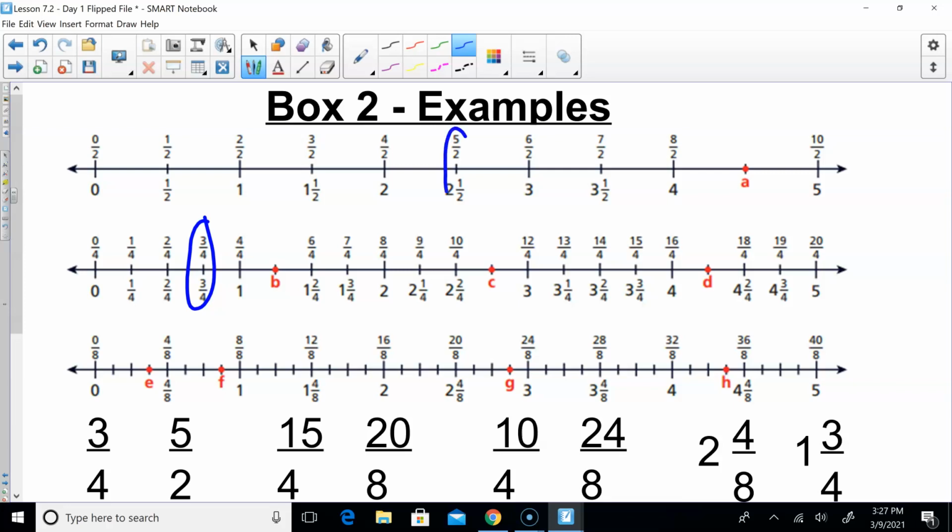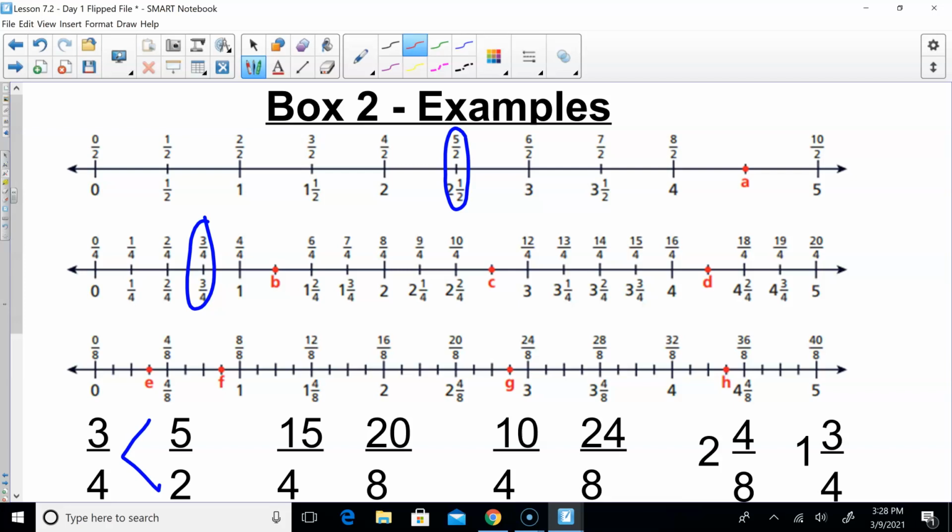This is way over here. So I'm going to say that 3/4 is less than 5/2. Because ironically, they won't always have the same numerator or the same denominator, so we have to think about other strategies that we can use to compare fractions.